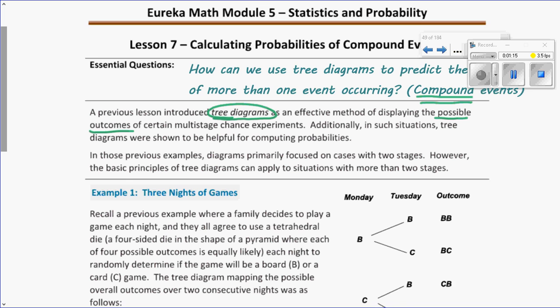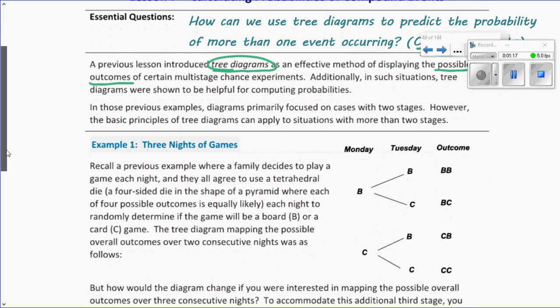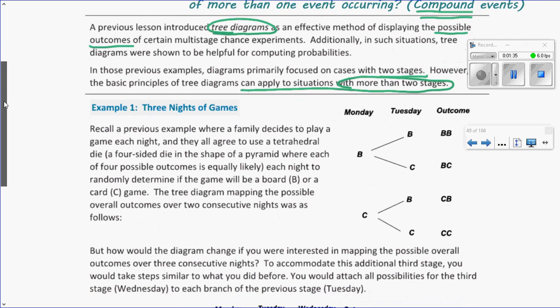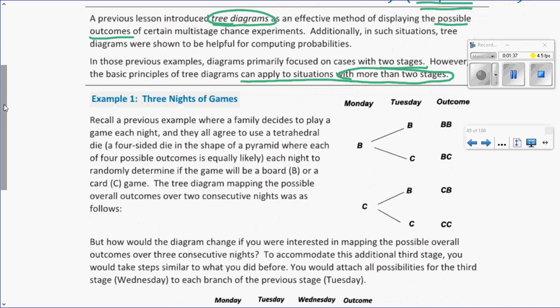Additionally, in such situations, tree diagrams were shown to be helpful for computing probabilities. In those previous examples, diagrams primarily focused on cases with 2 stages. However, the basic principles of tree diagrams can be applied to situations with more than 2 stages. So even 2 stages is considered compound, but it's anything that's 2 or more.